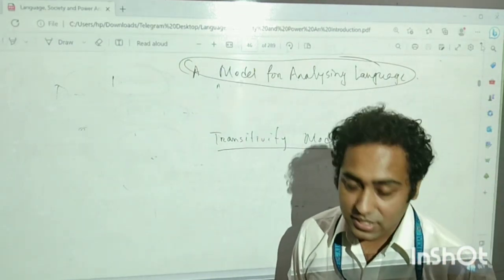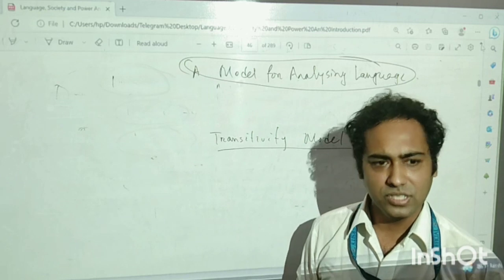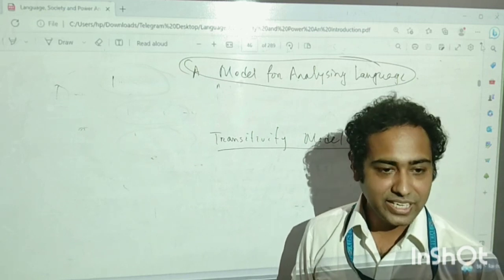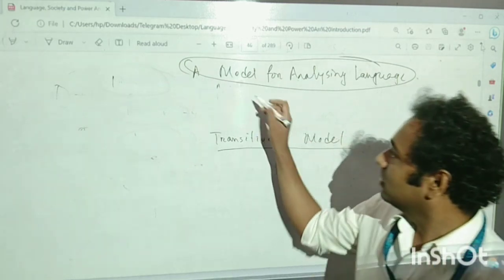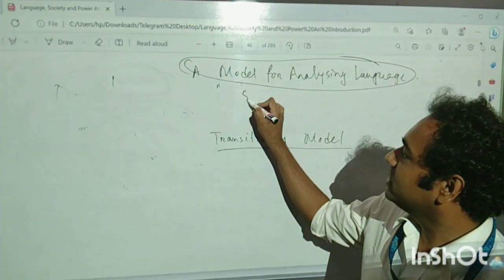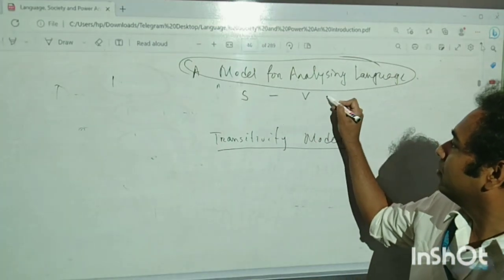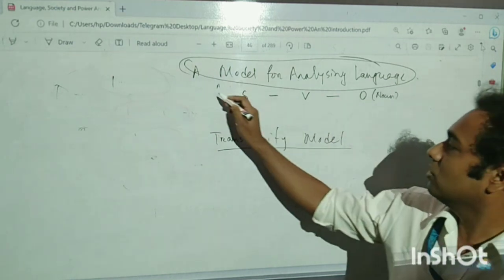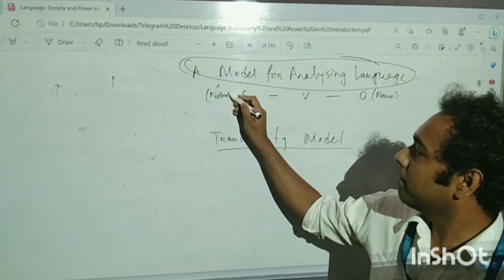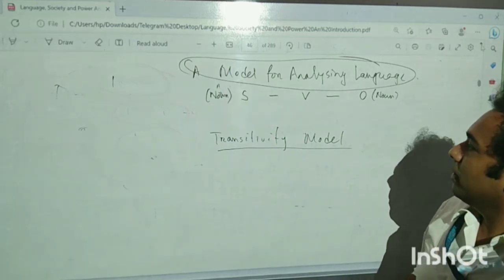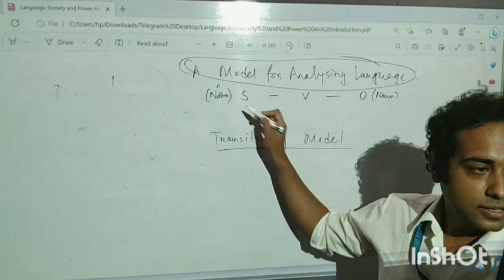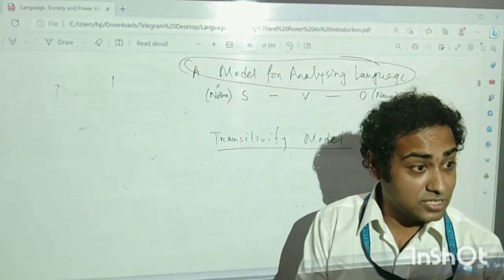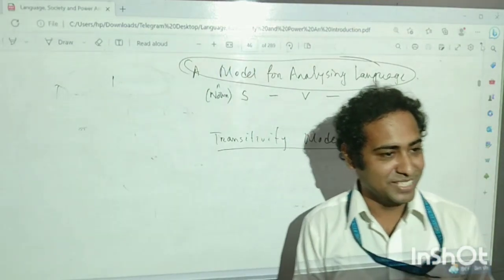And do you know the model? Syntagmatic and paradigmatic. What is this? Syntagmatic and paradigmatic. Subject, verb, object. And it is also noun. Right? I'm making it easy. In the textbook, that is very difficult language which is given by Saussure.